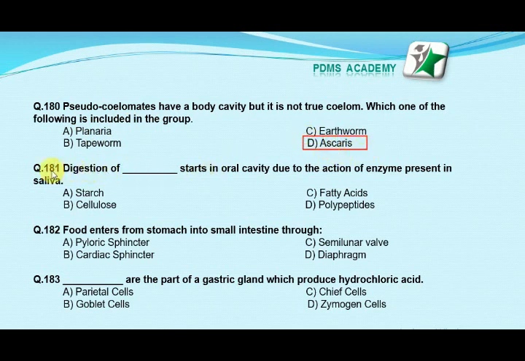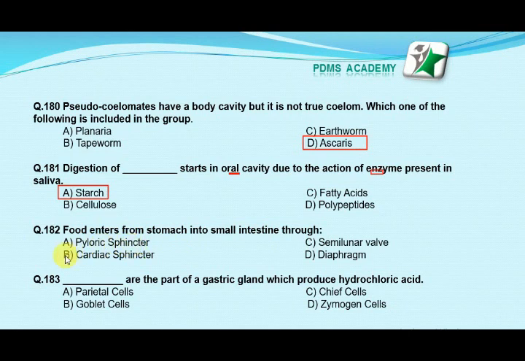Our next MCQ is: digestion of which one of the following starts in the oral cavity due to the action of an enzyme present in the saliva? Option A, starch. Option B, cellulose. Option C, fatty acid. Option D, polypeptides. Our correct answer is A, starch, because saliva contains an enzyme called amylase, and amylase starts digesting starch in the oral cavity.